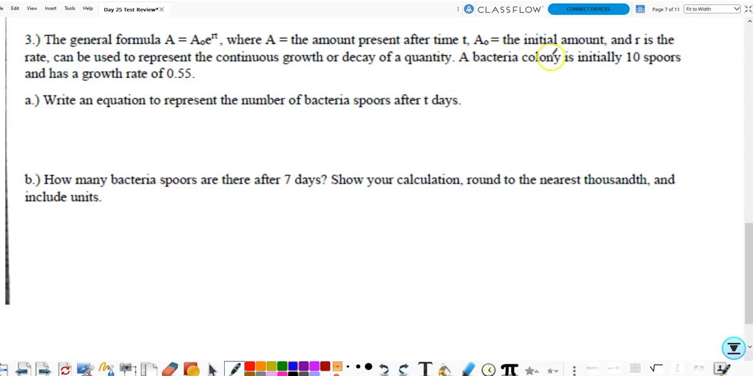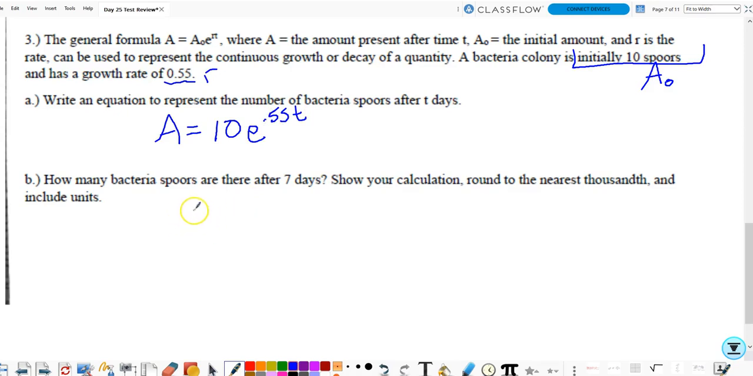And we've got a bacteria colony that is initially 10 spores and has a growth rate of 0.55. Oops, I kind of crossed that out. Write an equation after t days. So here's my formula: A equals the initial amount, e to the rate times time. I want that decimal to be bigger.